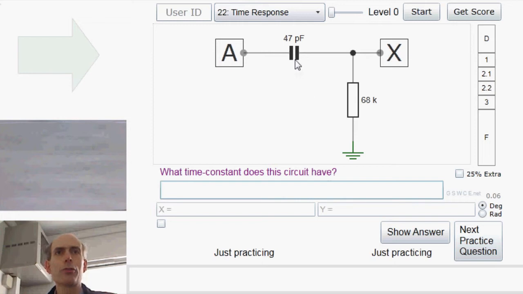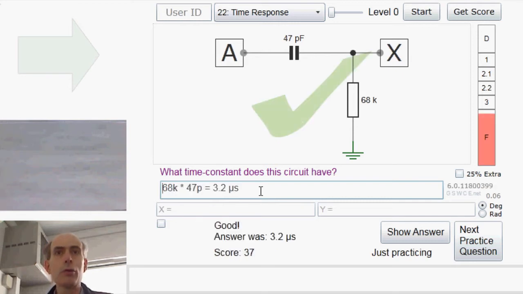Well, the time constant of an RC network like this is just the resistance times the capacitance, so that would be 68K times 47 pico, 3.2 microseconds. Done. Next.